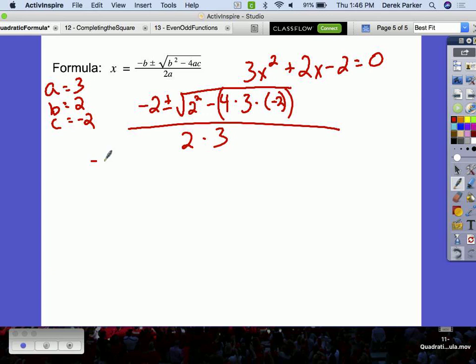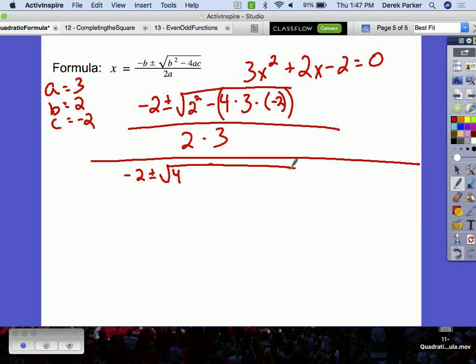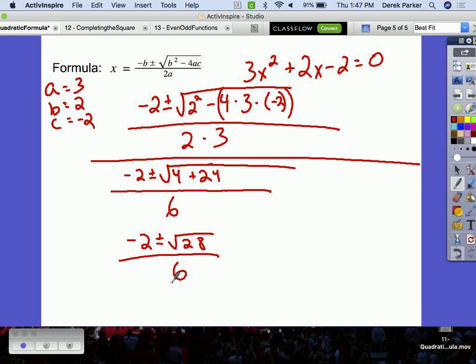Okay? -2 plus or minus the square root of 4. 4 times 3 is 12, times -2 is -24, times -1, and I'm going to get positive 24, all of that divided by 6. I now combine like terms in here, and I get -2 plus or minus the square root of 28 divided by 6. 28 is not a perfect square. That's my answer.